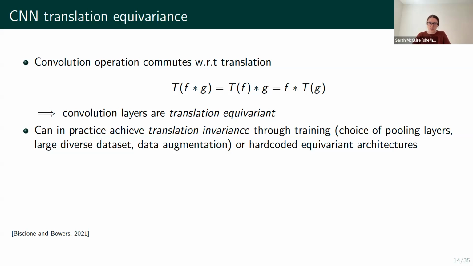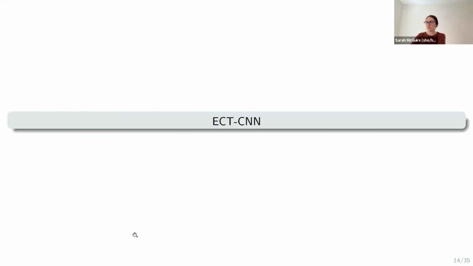So overall, in practice, the deep learning community seems to be on board that translation invariance can be achieved, so long as your data set is large enough and diverse enough, and through the use of data augmentation, which essentially just means you're applying transformations to your data set to get more training data. And there's a really interesting paper by Biscione and Bowers called CNNs are not invariant to translation, but they can learn to be, which tackles this problem. It's an interesting perspective.